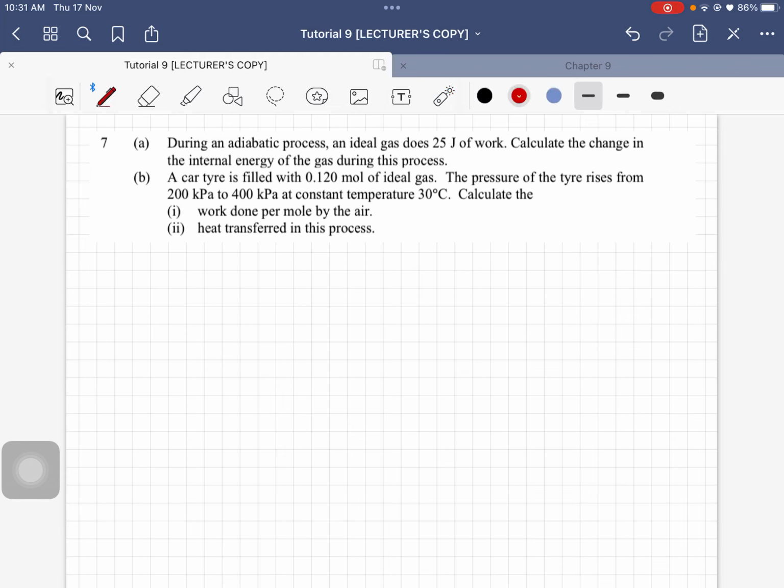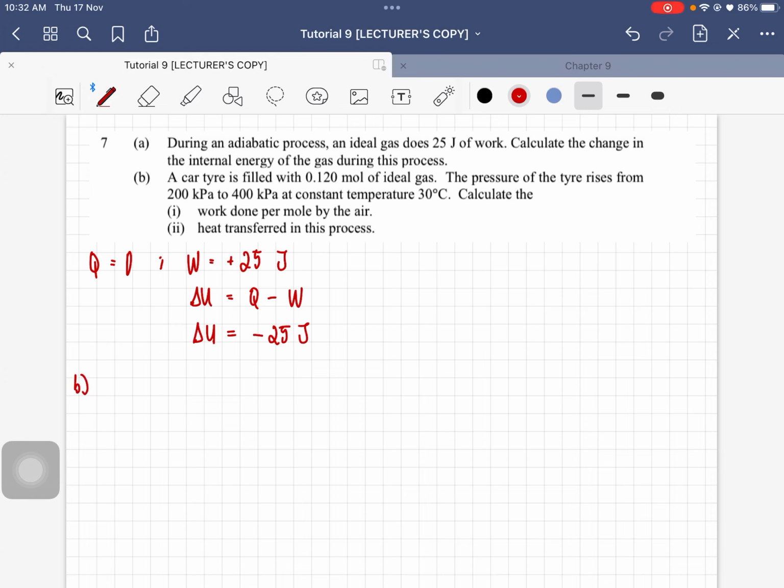So remember, for an adiabatic process, there's no heat transfer between the system and the surroundings, so Q is equal to 0. And then it mentioned that the gas does 25 joules of work, so work should be positive 25 joules. Okay, so delta U is equal to Q minus W, so it is equal to negative 25 joules. So the change in internal energy is negative 25 joules. So internal energy in the system is decreasing.